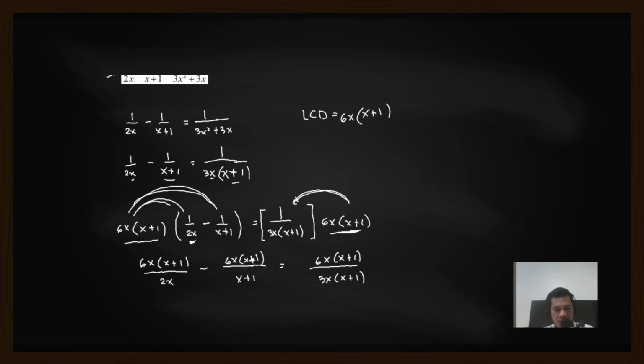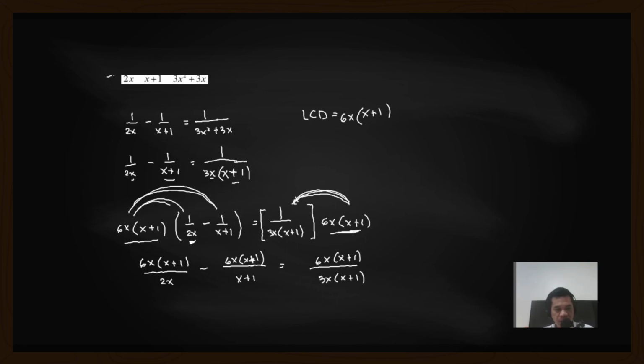Then, i-copy lang natin yung denominator. Okay? Is equal to, the same process. Ito siya, i-multiply natin dito. So, yung result, magiging 6x times the quantity x plus 1. And then, copy the denominator, 3x, x plus 1. So, step by step lang tayo para masundan talaga.